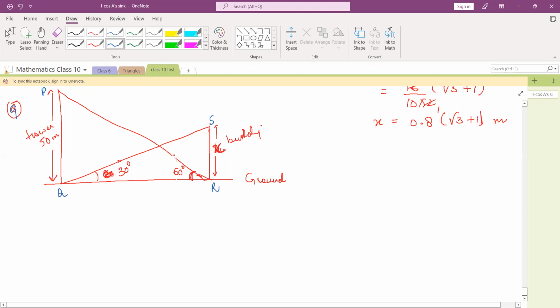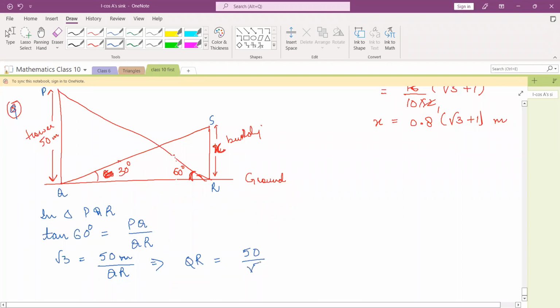Now tan theta is perpendicular upon base. So in triangle PQR, okay, Abdullah, if I use tan of 60 degree, that is perpendicular upon base. So perpendicular is PQ and base is QR. Now tan 60 is under root 3. PQ value is given, that is 50 meters, and QR we can find from here. That implies my QR is 50 divided by under root 3 meter. So I've got the value of the base.